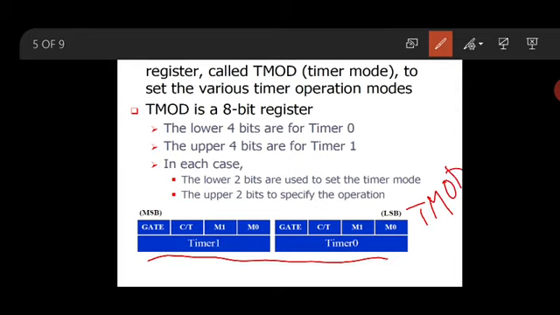TMOD is divided into two parts: a lower nibble and a higher nibble, that is, lower 4 bits and higher 4 bits. The lower 4 bits are used to configure my timer 0 and the upper 4 bits are used to configure my timer 1.